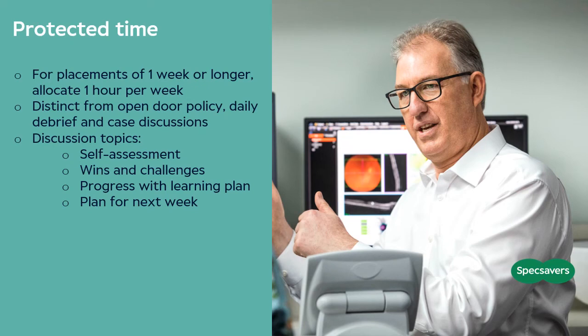For placements longer than 1 week in duration, it is recommended to allow at least 1 hour of protected time per week. This is in addition to an ongoing open door policy, corridor chats, daily debriefs, and general case discussions. Potential topics to add to your protected time agenda include self-assessment. Ask the student to reflect on what they've done well and areas for improvement.